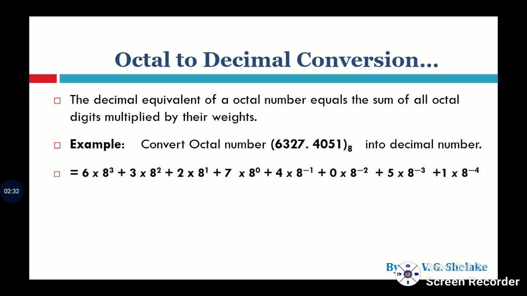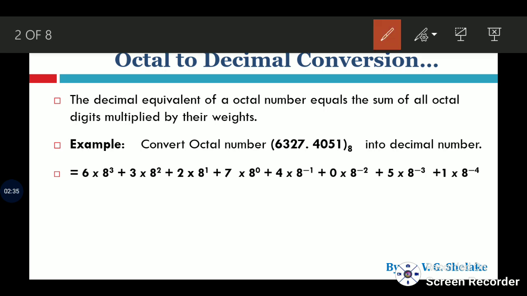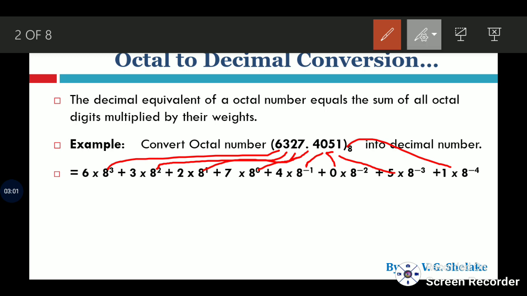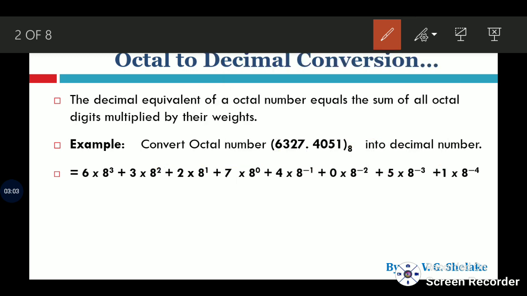So what we have to do? We have to note down the appropriate weight. The weight of this 6 is nothing but 8 raised to 3. Weight of this 3 is 8 raised to 2. Weight of this 2 is 8 raised to 1. And weight of this 7 is 8 raised to 0. Similarly, 4 has weight of 8 raised to minus 1. 0 has 8 raised to minus 2. 5 has 8 raised to minus 3. And this 1 has 8 raised to minus 4. So accordingly, we have to note down the weights of each digit, and we have to add these.